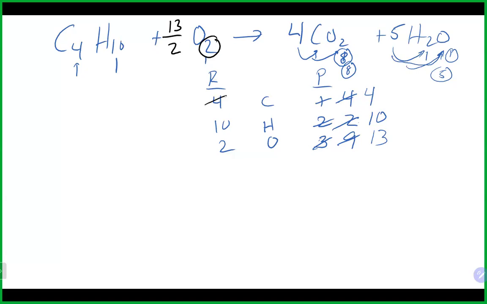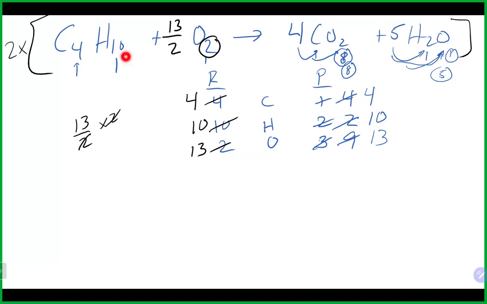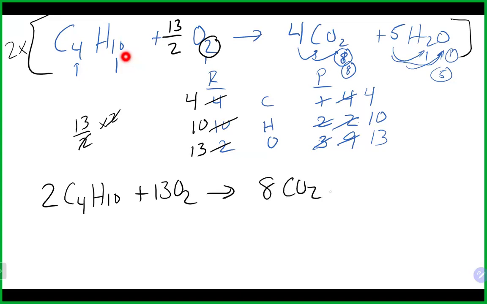And that will now give us 4 carbons, gives us 10 hydrogens. And once again, if you take 13 over 2 times 2, they cancel and leaves you 13. I again cannot leave it like this, right? So to clear the fraction in this case, I need to multiply the entire thing by 2. And that will give me 2C4H10 plus 13O2, 8 CO2 plus 10 H2O.